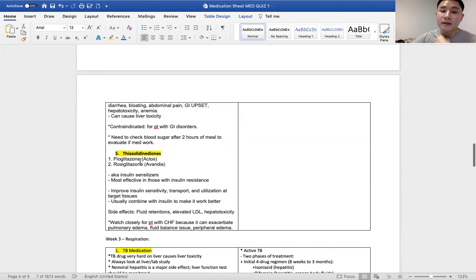And then lastly is the thiazolidinediones. This medication is also known as an insulin sensitizer. It is most effective in those with insulin resistance. This means that the patient produces enough insulin, but the insulin is not working effectively; it's very resistant. So it improves insulin sensitivity, transport, and utilization in target tissues. Side effects are fluid retention, elevated LDL, and hepatotoxicity, so it's bad on the liver as well.